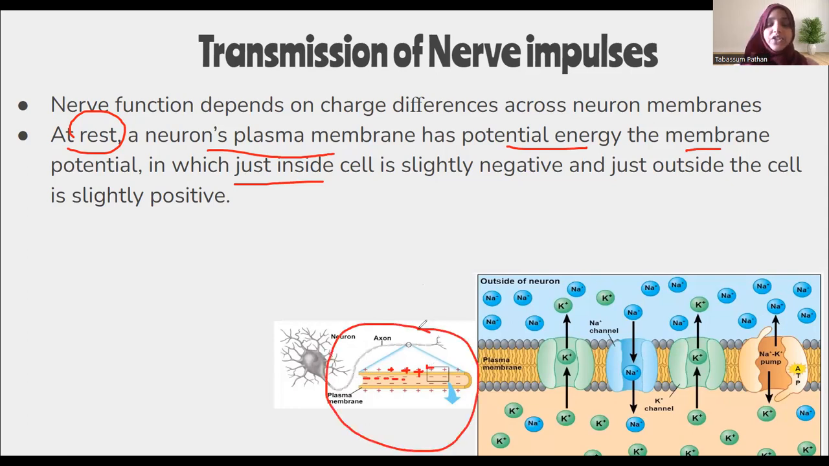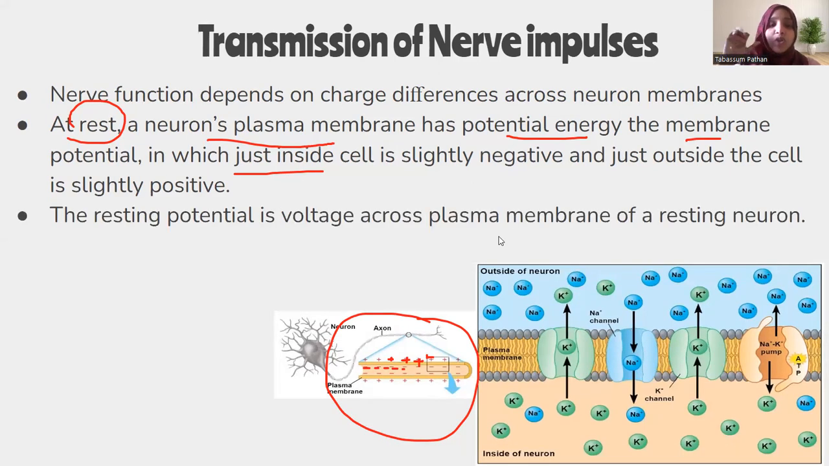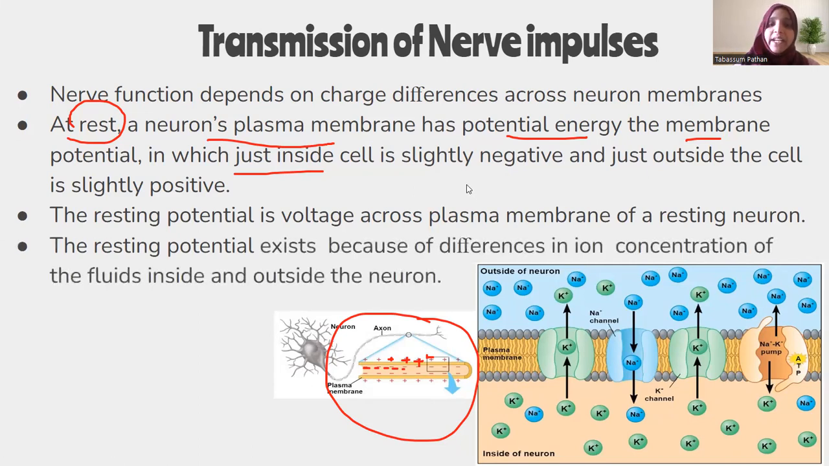At this stage, when there are more positive ions on the outside of the plasma membrane and negative ions on the inside, the neuron is resting. It is not carrying any signal. Keep this point in mind very clearly. This is the resting potential, which is the voltage across the plasma membrane of the resting neuron. It is more positive on the outside and more negative on the inside.